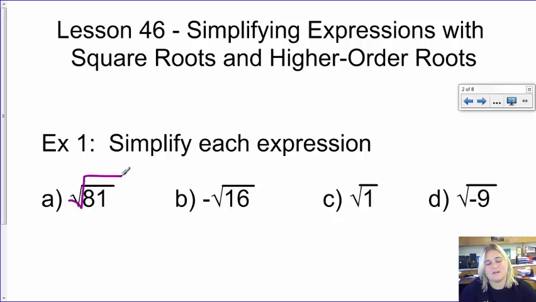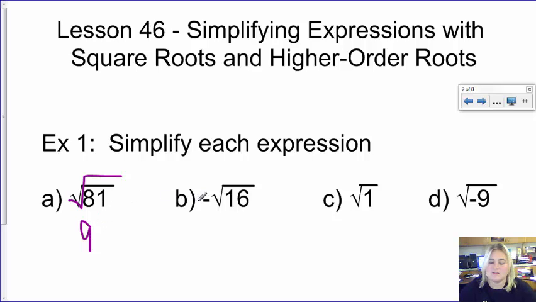And the square root means what times itself is going to get me 81. Well, you should know all of these across here. So what times itself gets me 81? That will be 9 times 9. So my answer to this one is just 9. That's the square root, because 9 squared gives me 81.